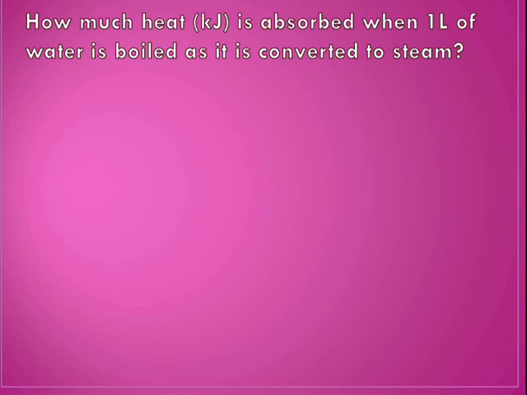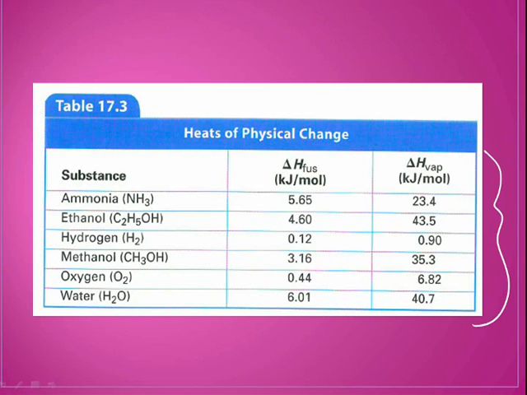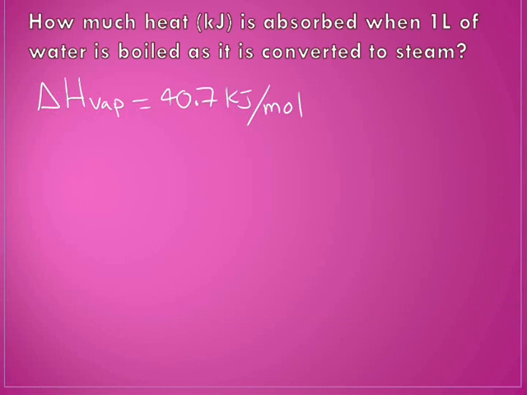Let's look at this example. How much heat in kilojoules is absorbed when 1 liter of water is boiled and converted to steam? Well, if something is converted to steam, that means we're looking at the heat of vaporization. We're making vapor out of it. We need to find the value for water, so let's look at that. Here, the heat of vaporization of water is 40.7 kilojoules per mole. So that's our value.